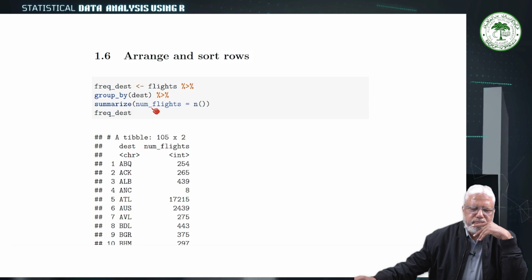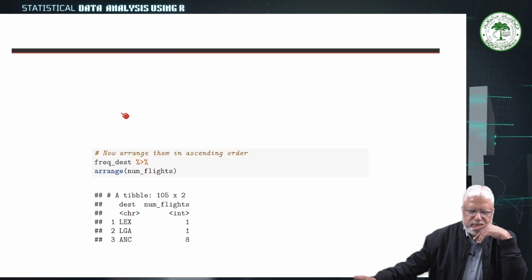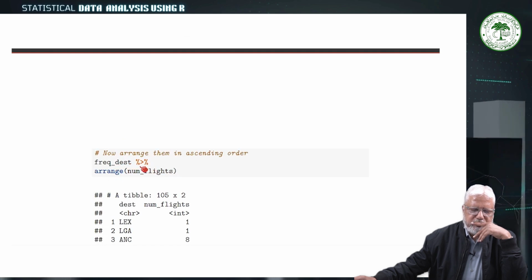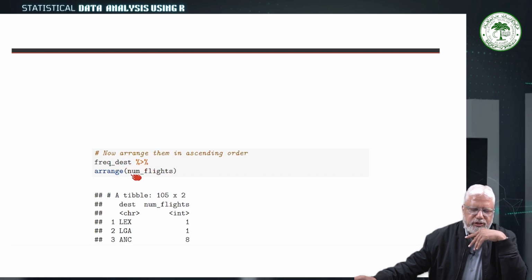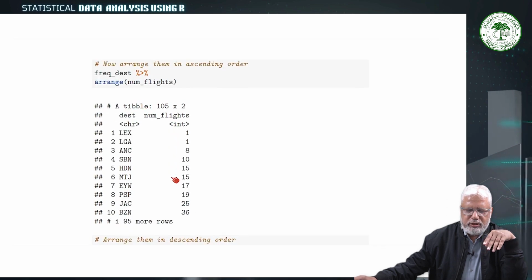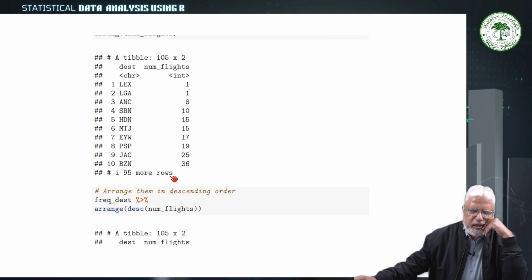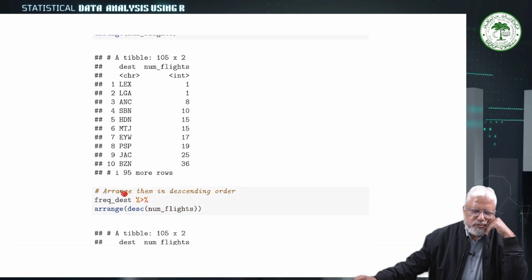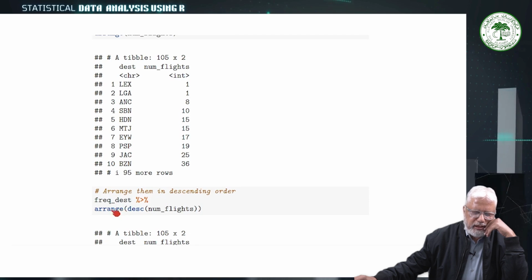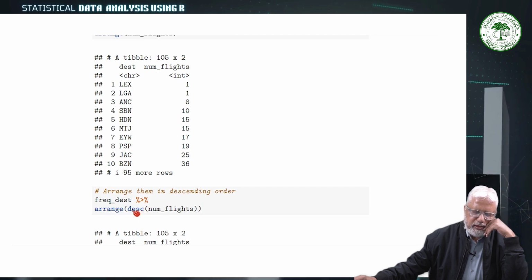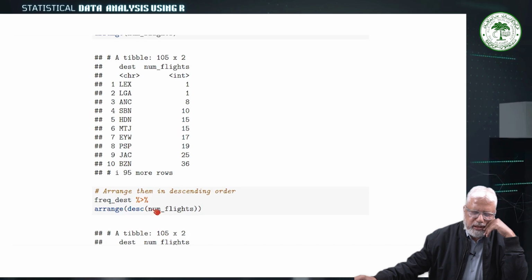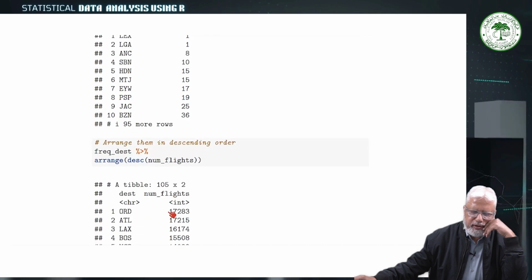having arrange, frequency destination, and then we are arranging the number of flights. So it is now arranged in ascending order. To arrange in descending order, the arrange is already there, but here desc, so decreasing order. So here it is arranging the number of flights in descending order.